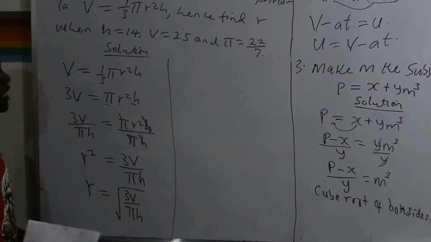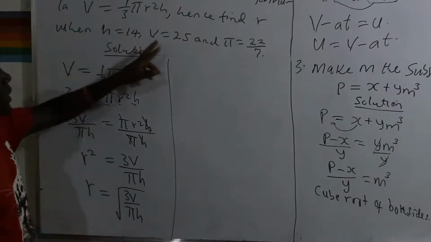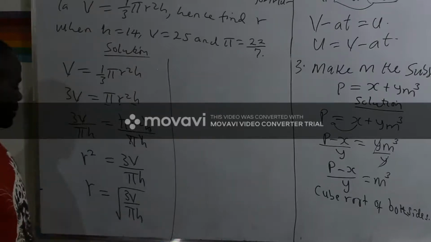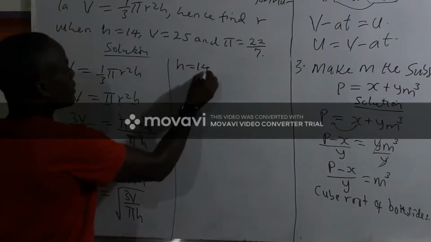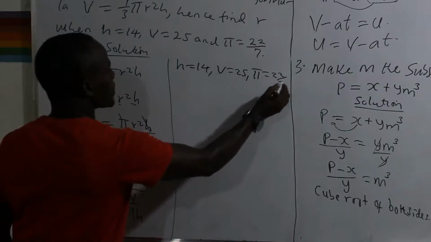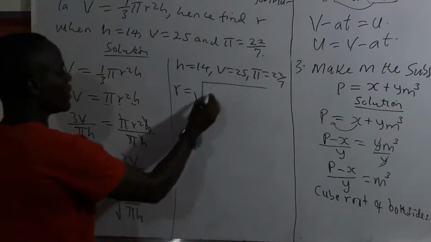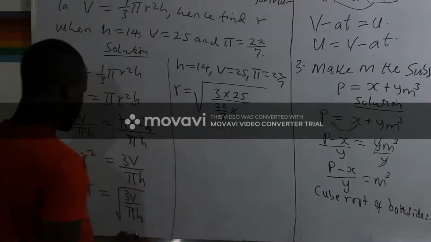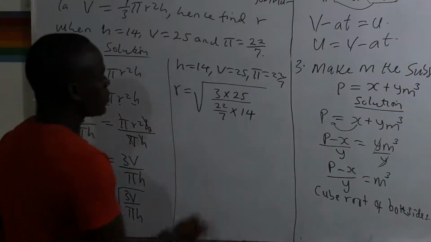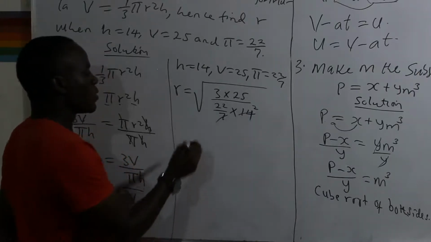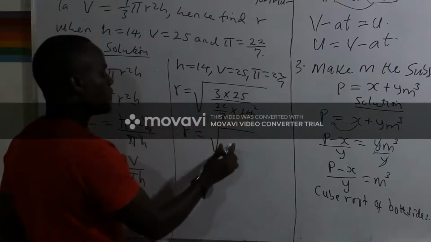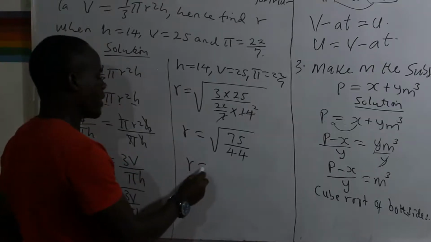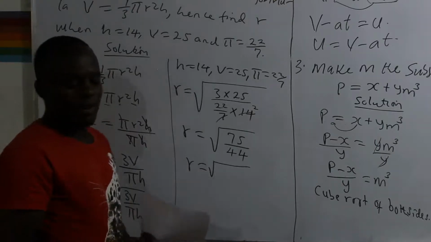Now, they have further asked us to substitute the values of H to be 14, V to be 25, and pi to be 22 over 7, so that we can get the value of R. So therefore, since H is 14, V is 25, pi is 22 over 7, our R will be the square root of 3V, that is 3 times 25, all over pi, 22 over 7, times H, 14. Can you see that? So 7 can go here 1, and 7 can go here 2. So we now have R equals the square root of 3 times 25, which is 75, all divided by 22 times 2, which is 44.